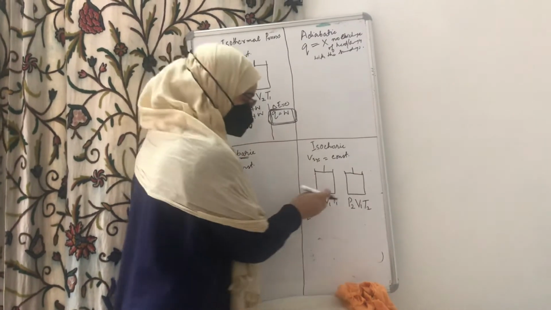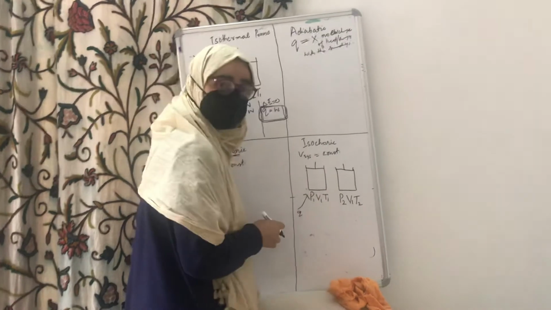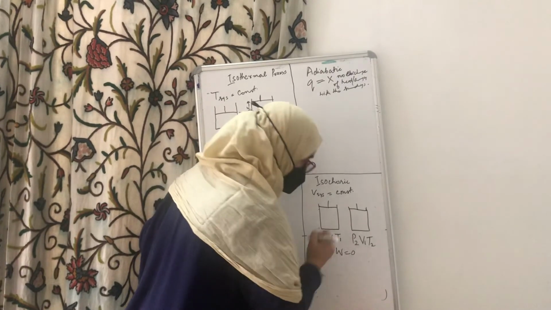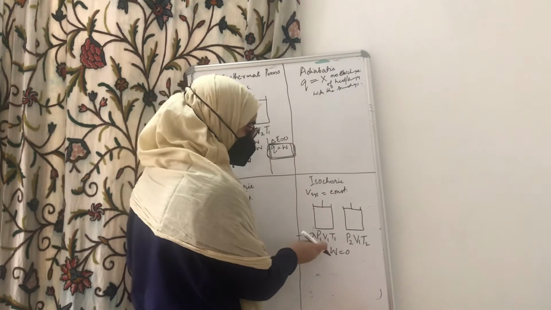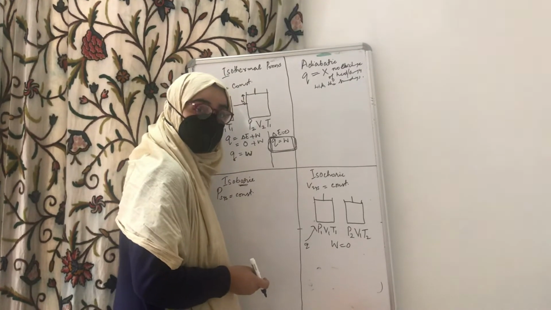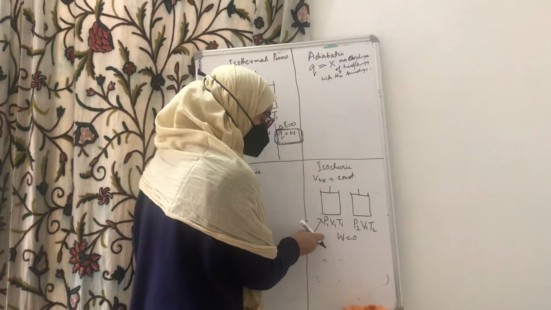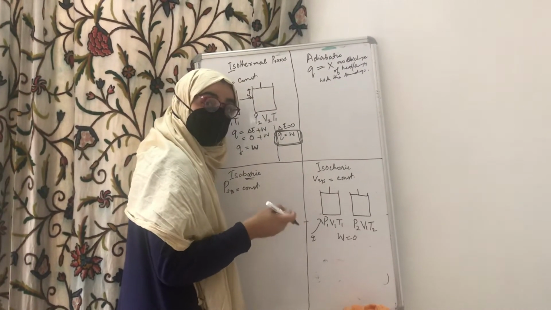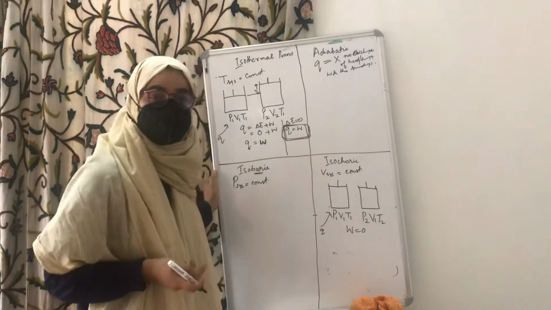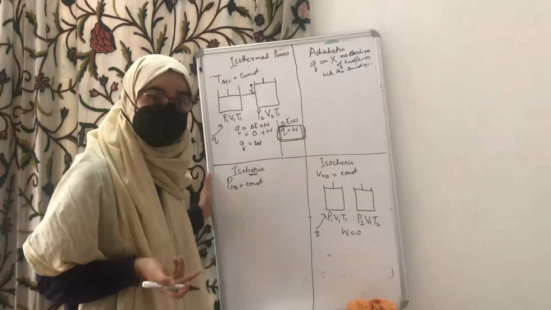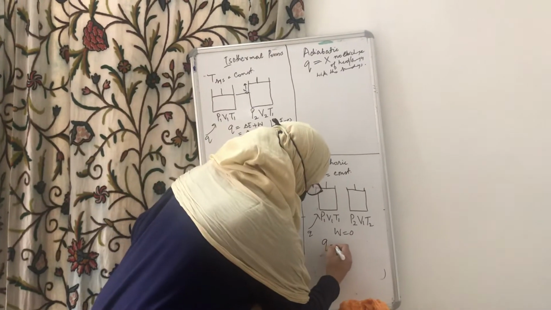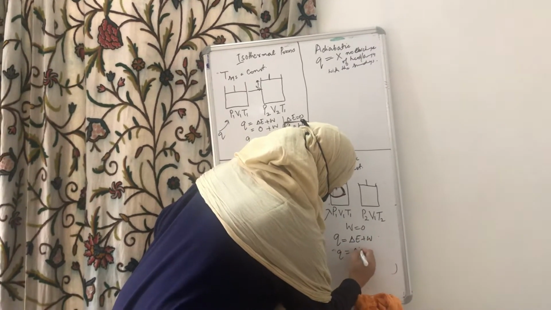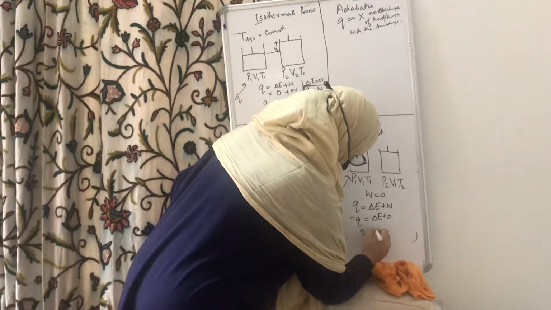Now tell me, has any work been done by the system? Of course not. There is no pressure-volume work. So the work will be 0. But is there any change in temperature? Yes. So the entire energy that has been supplied to this system has been utilized by the system to change temperature and pressure. What does that mean? Internal energy has changed. So Q is equal to delta E plus W. So Q is equal to delta E plus 0. Q is equal to delta E.